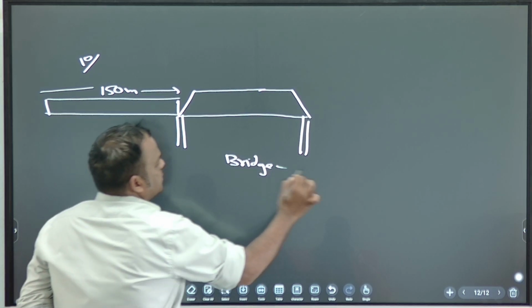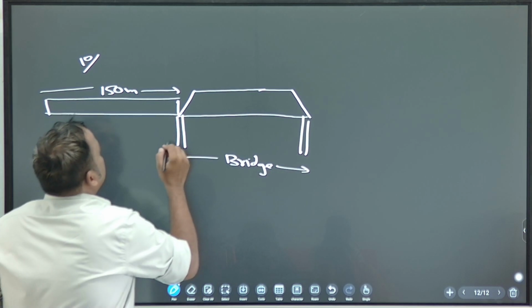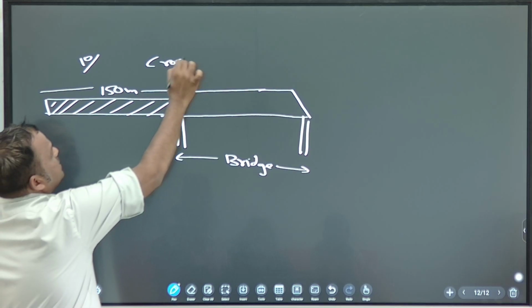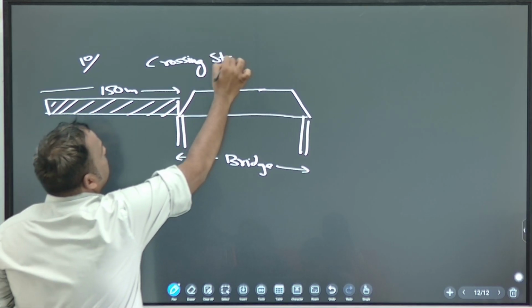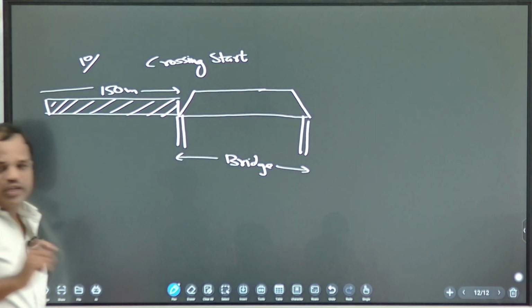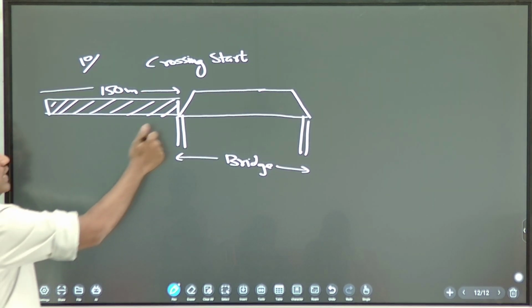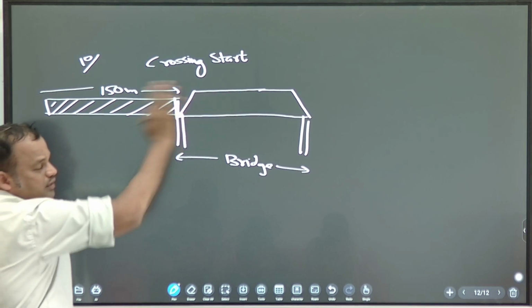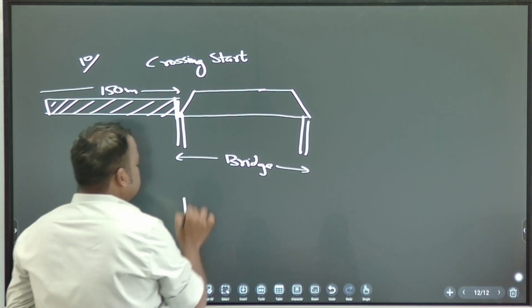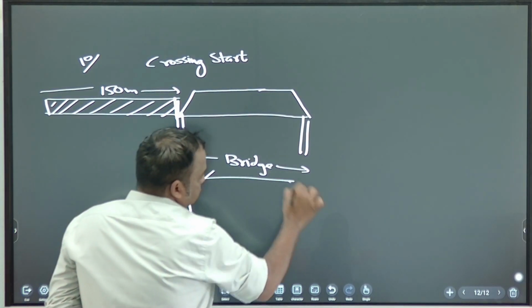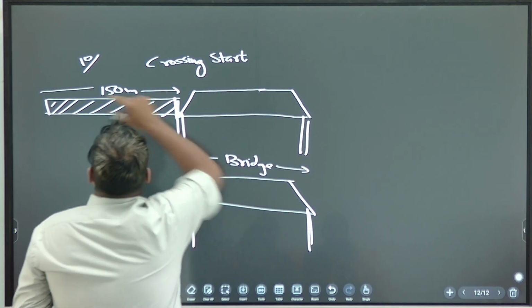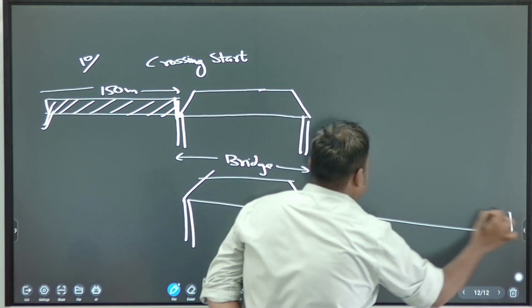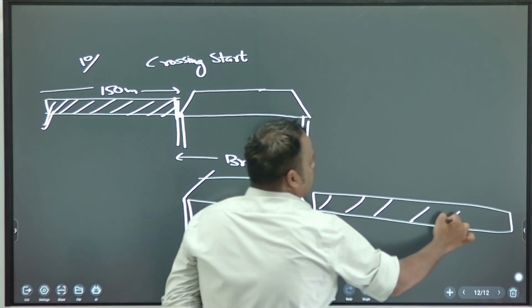This is the bridge, and this is the train. Crossing start: what do you mean by crossing start? It is when the engine is just entering the bridge. Crossing finish means the last bogie is leaving the bridge. Now crossing finish.